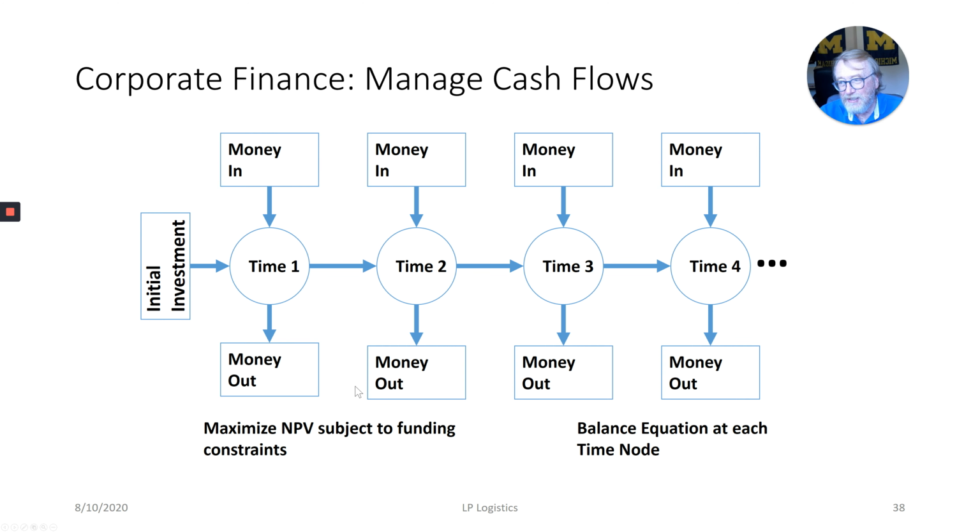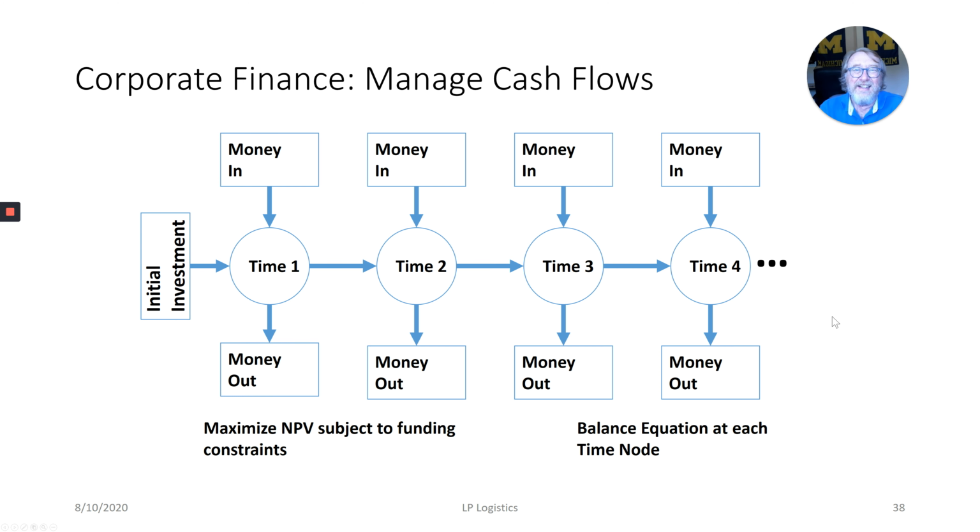So again, at every one of these time points, you have the balance equation. What was your working capital from the previous month, how much money came into your business, how much money went out? That gives you your working capital at time two. So the money in plus the money from the previous time is equal to your money out and the money you have at time two. You have these balance equations at each time point. So what we want to do is find out how you maximize net present value subject to funding constraints, and we have these balance equations.